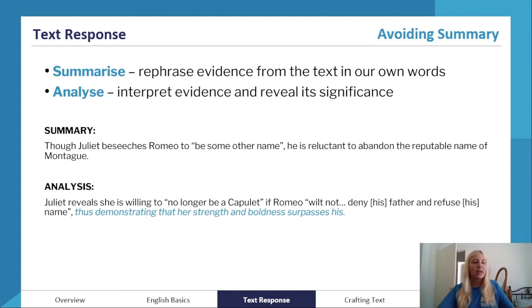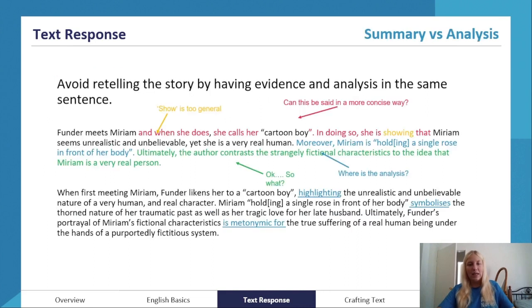Oftentimes, just plopping a second short quote in helps to clearly indicate where the quote is from. Okay, so that's a good tip as well. Avoid retelling the story by having evidence and analysis in the same sentence. Try to make yourself write in a more succinct way and have evidence and analysis in the same sentence to avoid spending too much time describing, retelling the story.